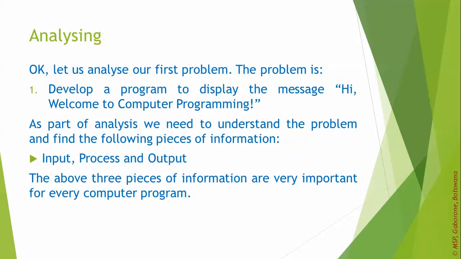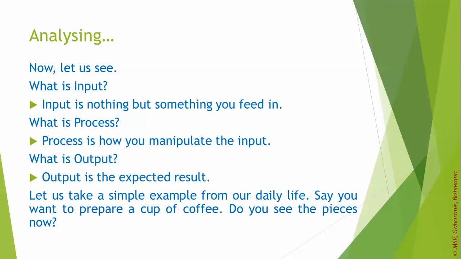Okay, let us analyze our first problem. The problem is develop a program to display the message, "Hi, welcome to computer programming." As part of analysis, we need to understand the problem and find the following pieces of information: input, process, and output. The above three pieces of information are very important for every computer program. Now, let's see. What is input? Input is nothing but something you feed in. What is process? Process is how you manipulate the input. What is output? Output is the expected result.